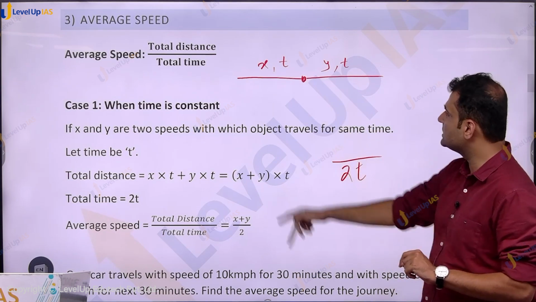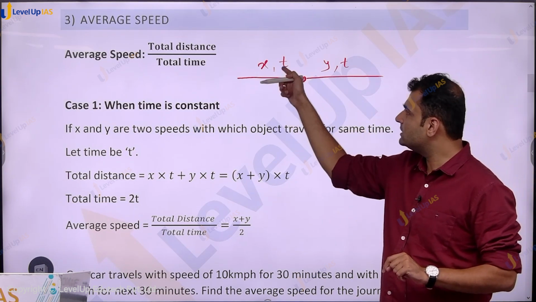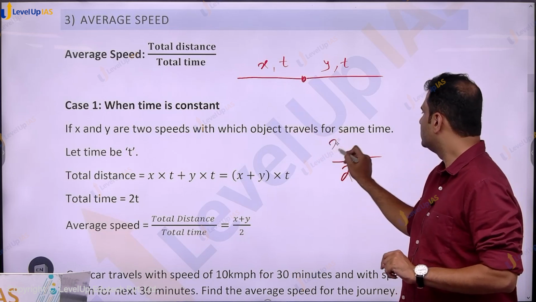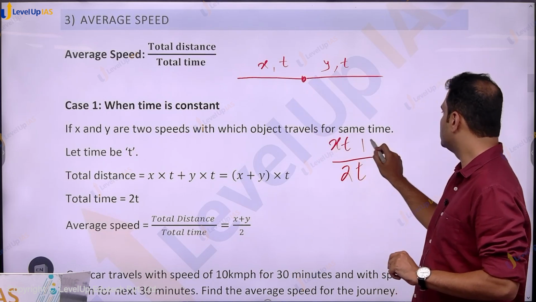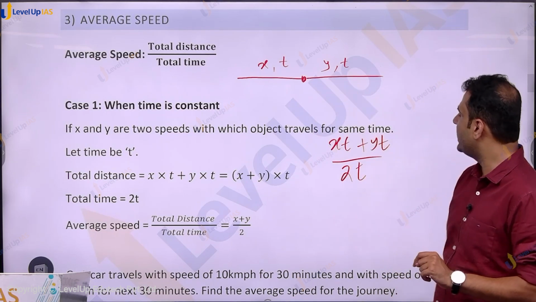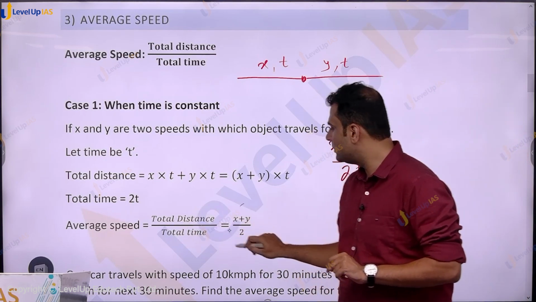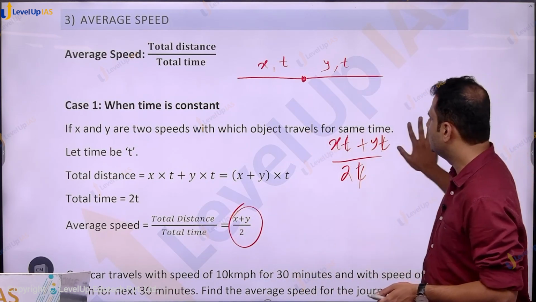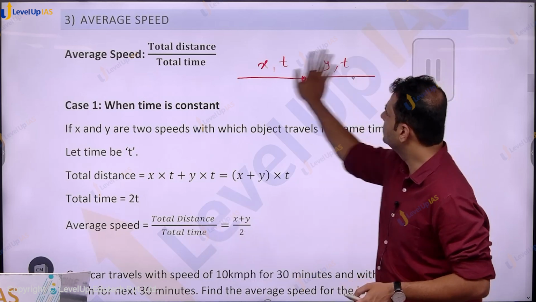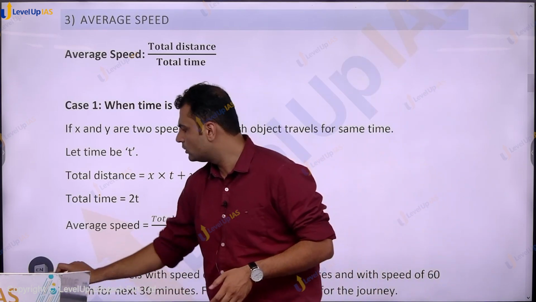What is the total distance? Distance traveled till here is speed into time, and distance traveled here is speed into time, because speed here is y. t will get cancelled. Average speed is x plus y by 2. Fine. Again, we will just do total distance by total time.